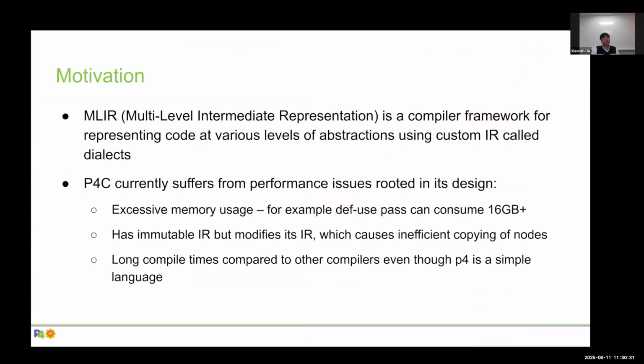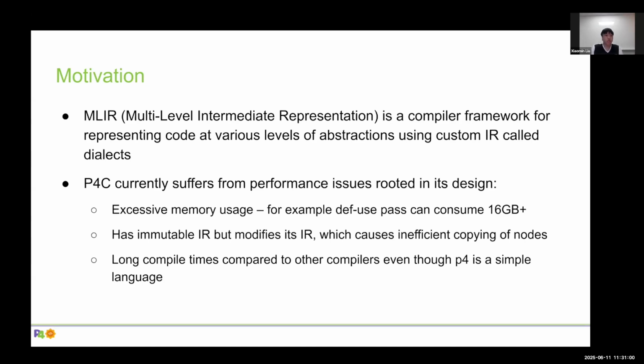So my GSoC proposal is working on what's called MLIR. MLIR is a sub-project of LLVM. It stands for Multi-Level Intermediate Representation. And as the name suggests, it's a compiler framework for representing code at various levels of abstraction using custom IRs called dialects. So it's essentially a way to construct IRs and the transformations between them.